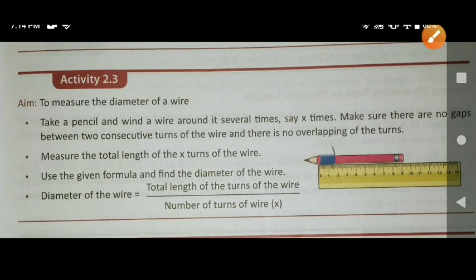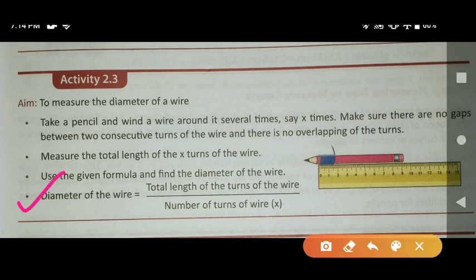Use the given formula and find the diameter of the wire. The diameter is the total length of the turns of the wire divided by the number of turns. So this is the formula and procedure to find the diameter of a wire.